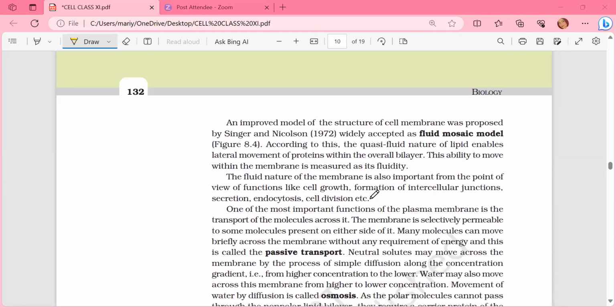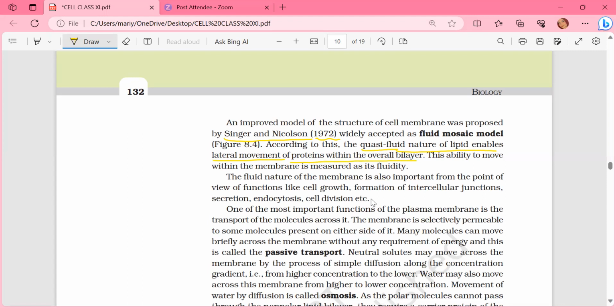Now, after all of these estimations, there was a model which was very widely accepted. This was the fluid mosaic model, which was given by two scientists, Singer and Nicolson, in the year 1972. This is a very famous model. According to this, there is the quasi-fluid, the semi-fluid nature of the lipid. This enables the lateral movement of the proteins within the overall bilayer.